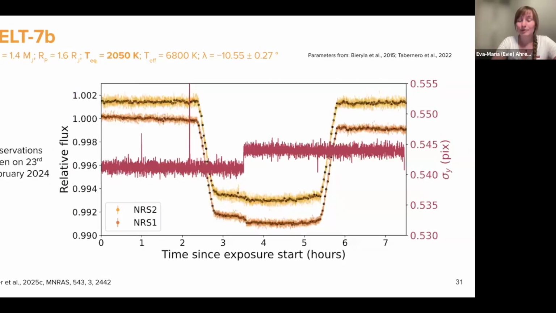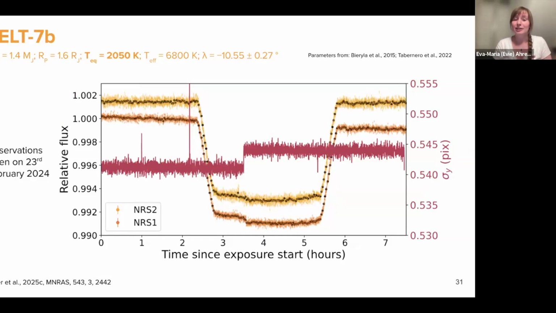Because now I want to talk about the problem children in this survey. The first one is Cal7b, which actually was the second observation that was taken, and you'll soon see why I say problem child. This planet is a little bit less inflated than the others. It also has the highest temperature out of all the planets, so it actually straddles a little bit the hot to ultra hot Jupiter regime.